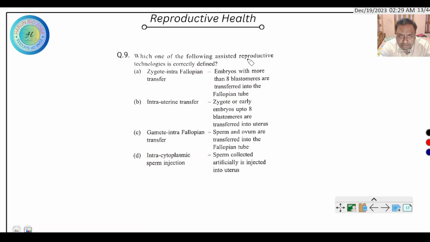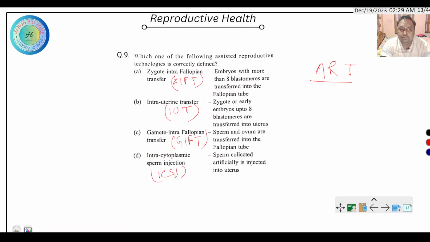Next question 9. Which one of the following is an assisted reproductive technology, ART? Zygote intrafallopian transfer, ZIFT, intrauterine transfer, IUT, gamete intrafallopian transfer, GIFT, and intracytoplasmic sperm injection, ICSI. So what is the meaning of each term?